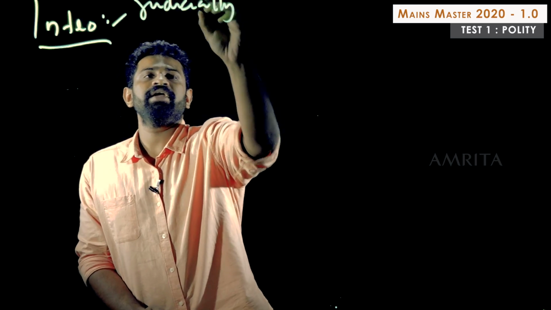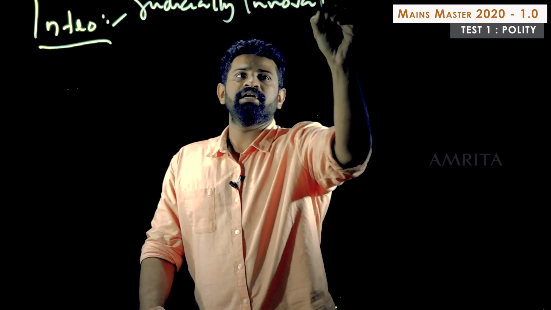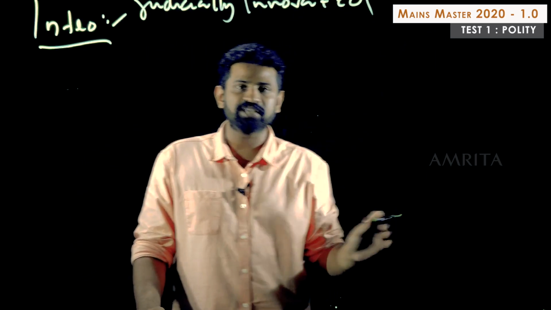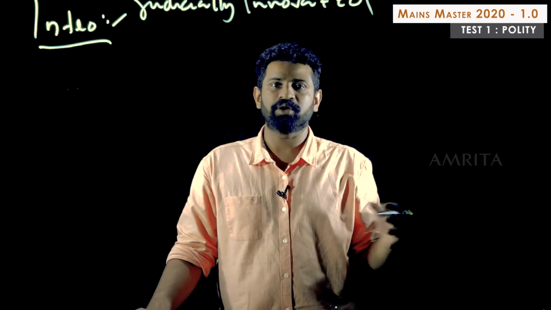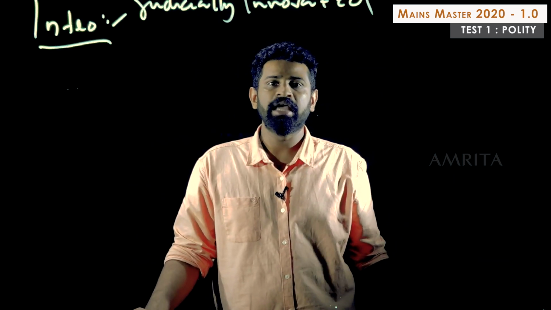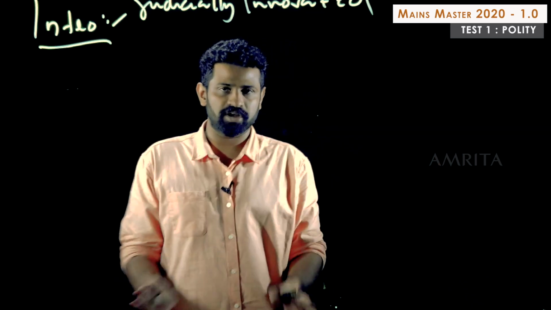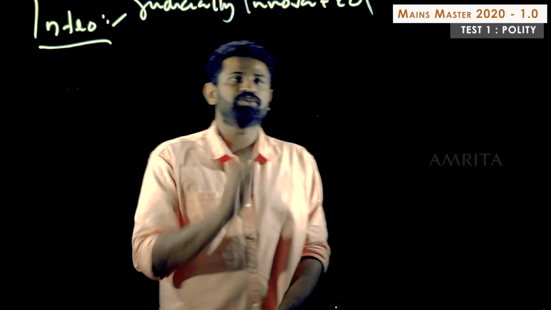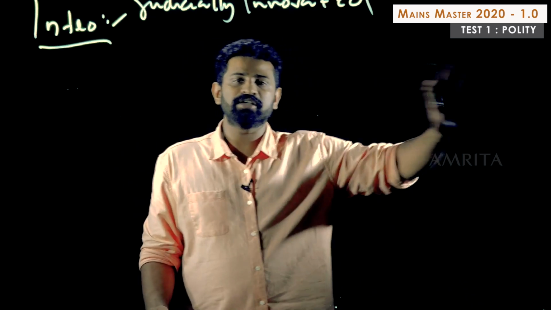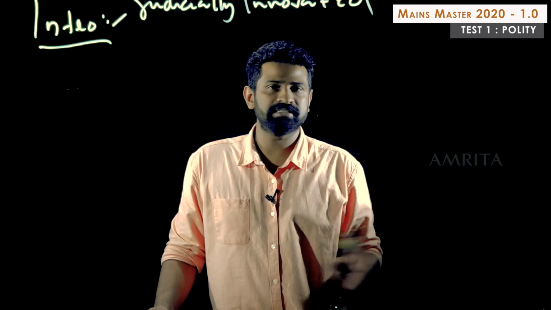It's a judicially innovated doctrine. So that has to be written. It's not there in the constitution. It's not something the legislature brought out. It's a judicially innovated doctrine. Okay. So that should be written down. That came out as part of the Keshavananda Bharati case, 1973.